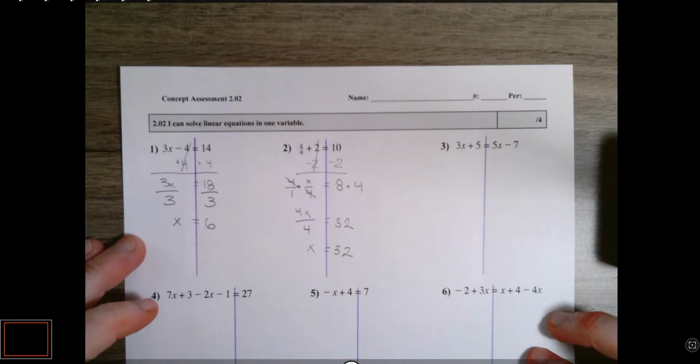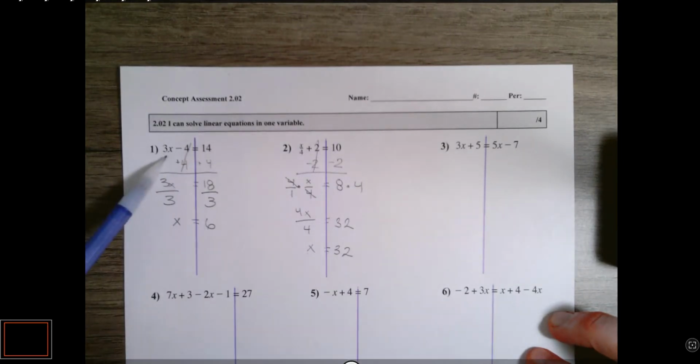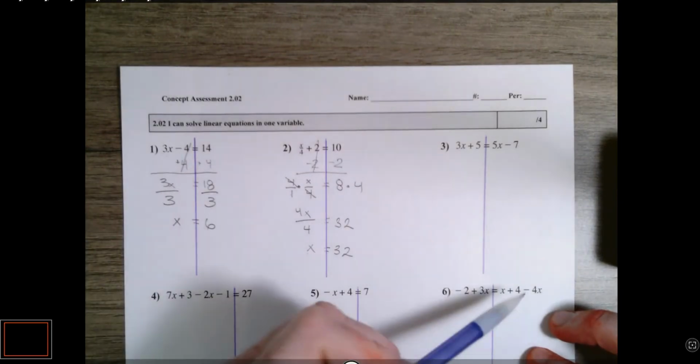All right, number 3, a little trickier because we have variables on both sides. So we want to get the variable on one side. Notice here we had the variable on the left. Here we had the variable on the left. It could be on the left or the right, it doesn't matter. I don't like working with negative numbers.